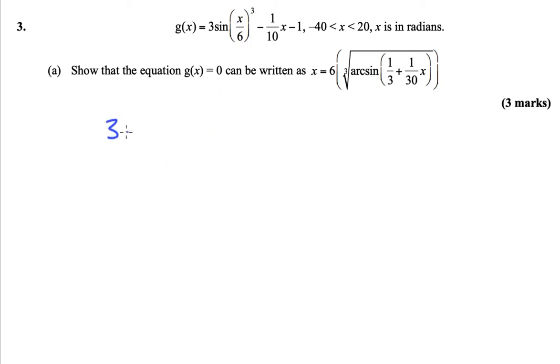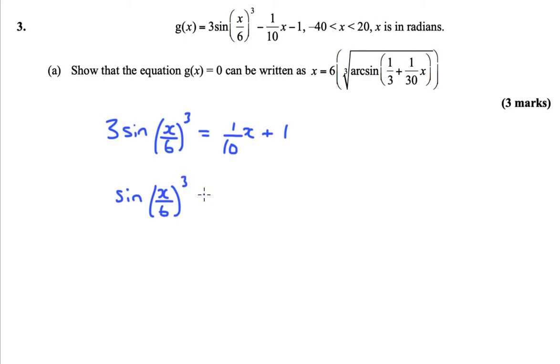If we're making this equal to 0, I'm going to move the 10x and the 1 to the other side. I'm going to divide by 3. So it's going to be a 30th of x plus a third.